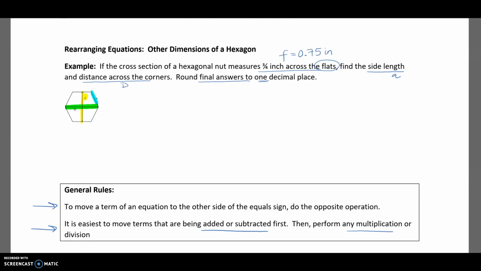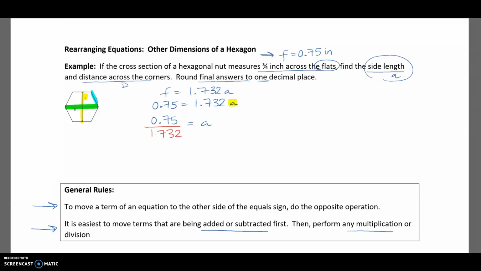If you look on your formula sheet, you have an equation that has our unknown, side length A, in it, and our known value, the flat distance, in it. We have the equation F equals 1.732 times A. If I sub in the distance that I know for F, 0.75 equals 1.732 times A, I now have an equation I can solve to get A by itself so I know the side length. Right now, A is being multiplied by 1.732, so on the other side, that becomes the opposite, division.